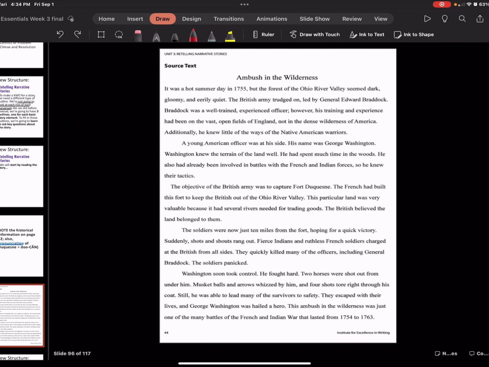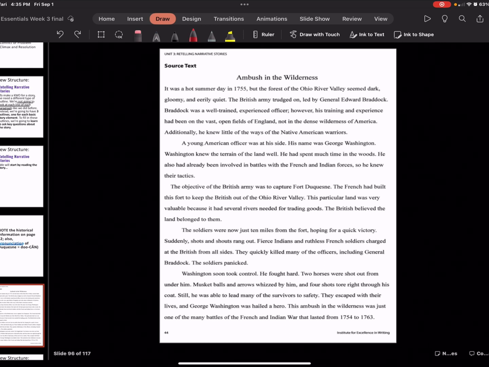Washington knew the terrain of the land well. He had spent much time in the woods. He also had already been involved in battles with the French and Indian forces, so he knew their tactics. The objective of the British Army was to capture Fort Duquesne. The French had built this fort to keep the British out of the Ohio River Valley. This particular land was very valuable because it had several rivers needed for trading goods. The British believed the land belonged to them. The soldiers were now just 10 miles from the fort, hoping for a quick victory.